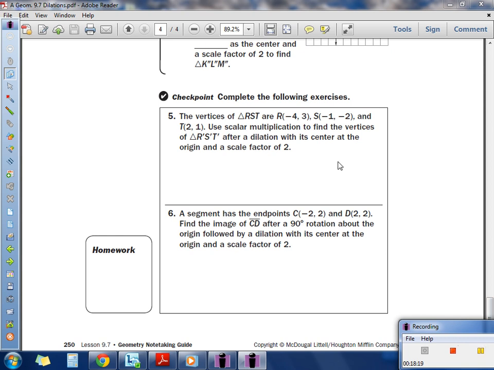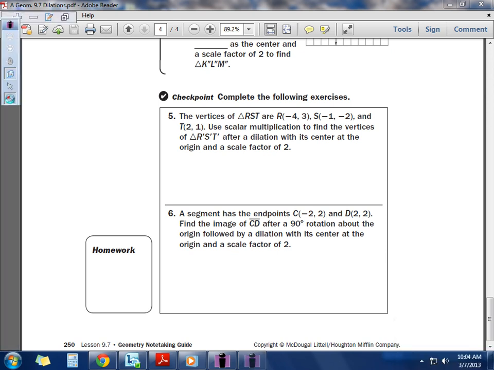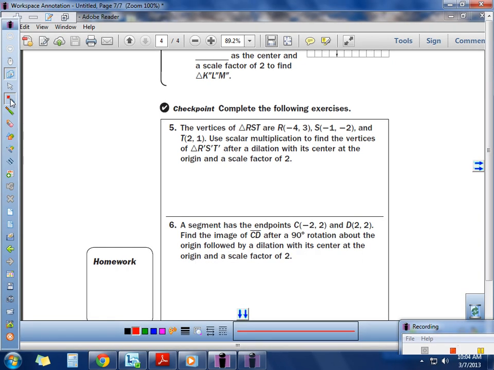Try out checkpoint number 5. This one doesn't give you a graph, so it's more like what you'll see on ACT. So on this little checkpoint, it gives you the vertices RST. It wants R prime, S prime, and T prime after a scale factor of 2. We see that one a lot because it's easy to do the mental math. What do we do on this one? Multiply everything by 2. So R prime is going to be -8, 6. S prime is going to be -2, -4. And T prime is going to be 4, 2. Very simple. Very simple. That's all we're going to do today.